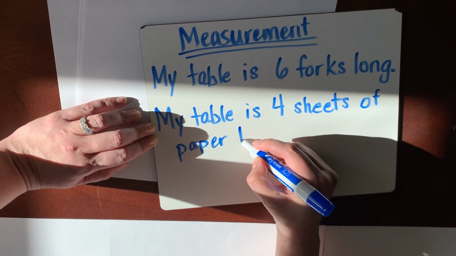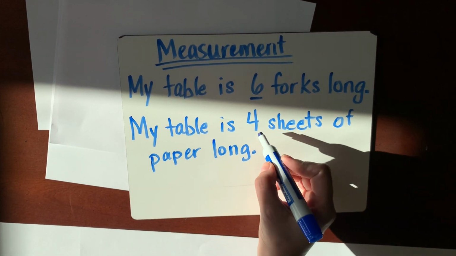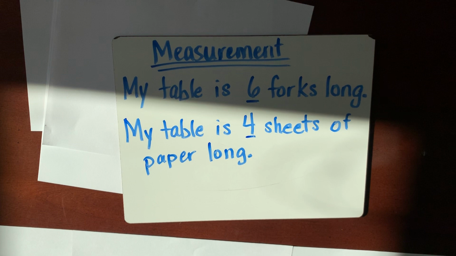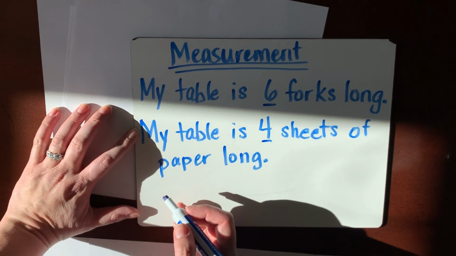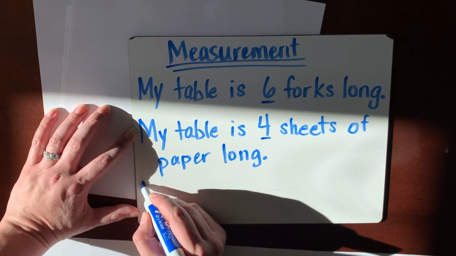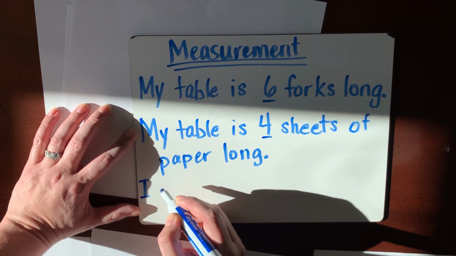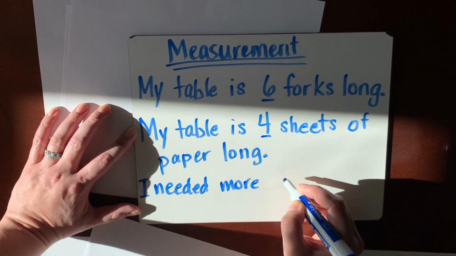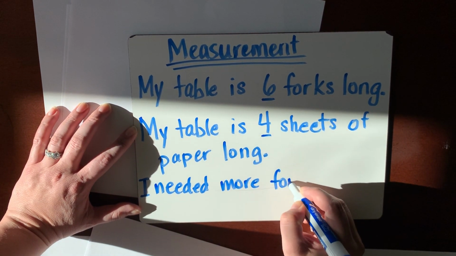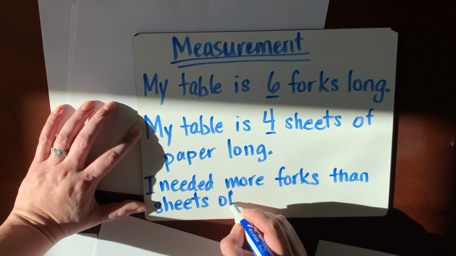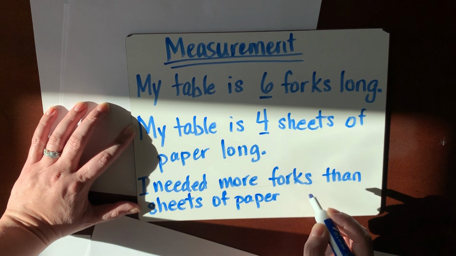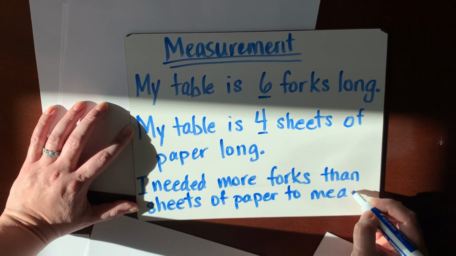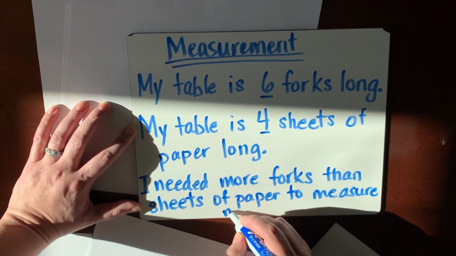Now I'm going to compare the two. How many forks did I need? 6. How many sheets of paper did I need? 4. Which one did I have more of? The fork. So I can make my sentence like this. I needed more forks than sheets of paper to measure my table.